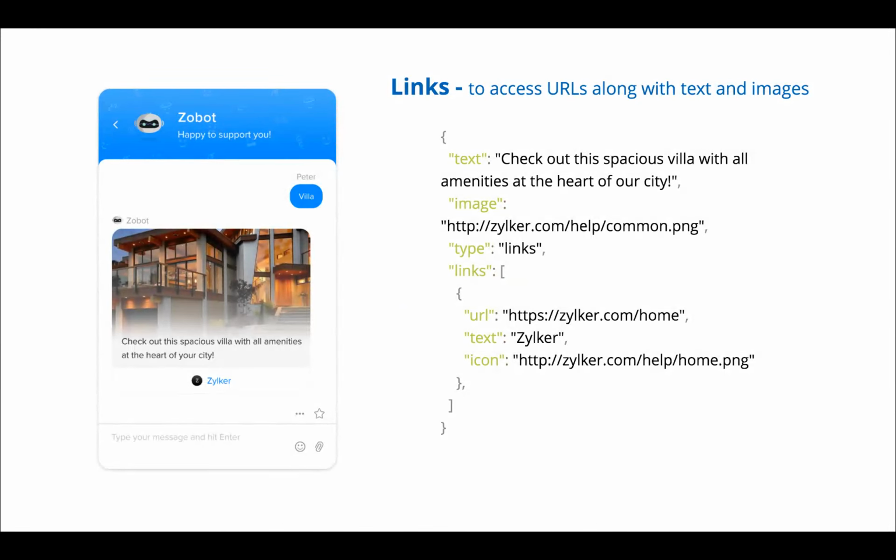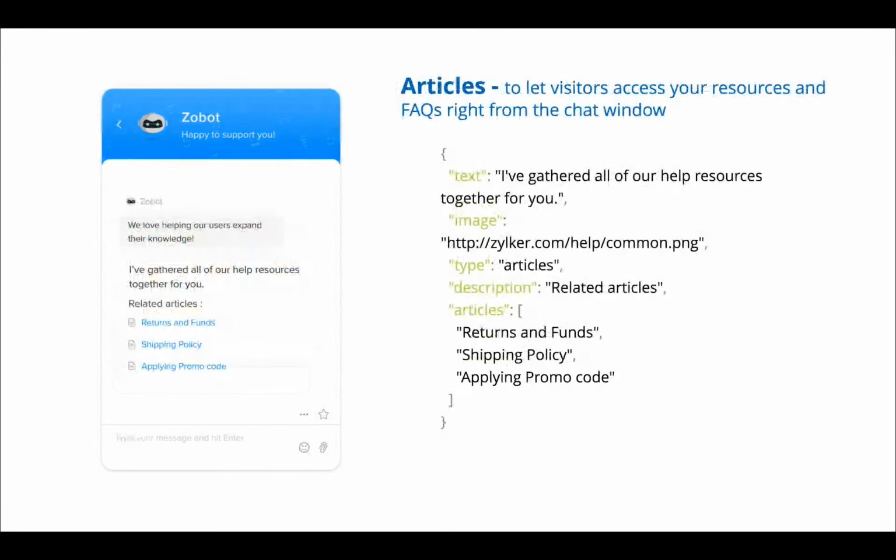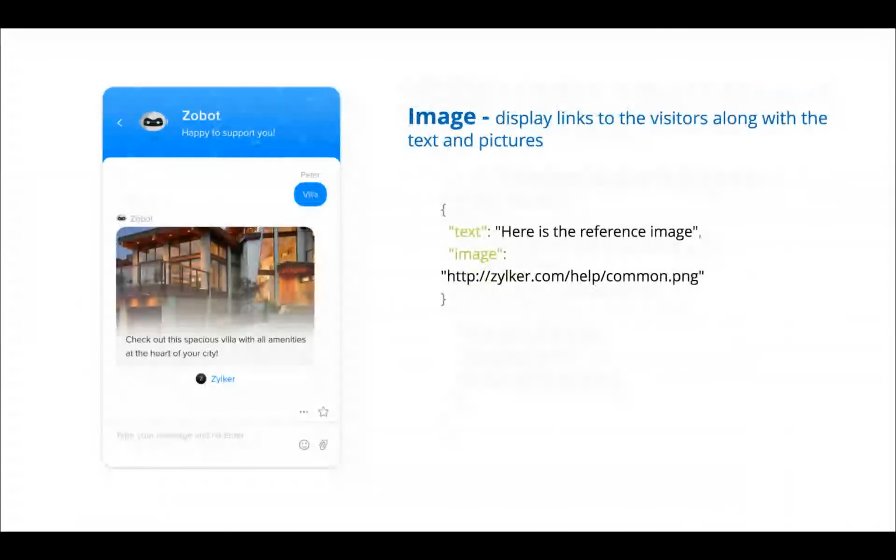Articles can be used to let visitors access your resources and your FAQs right from the chat window. And then you have images to spice up your chat window a little bit more. They can be displayed along with URLs and articles for visitors to access them.